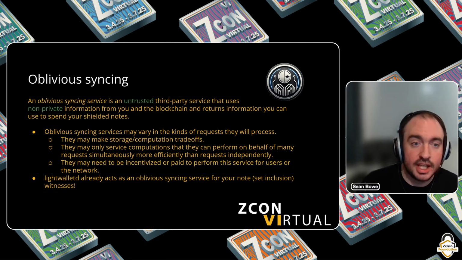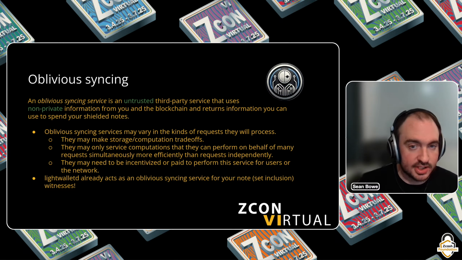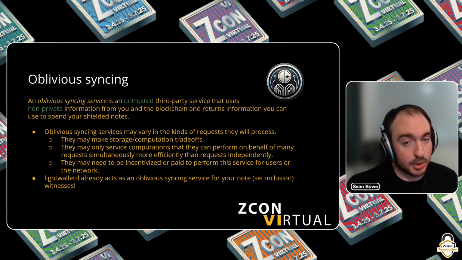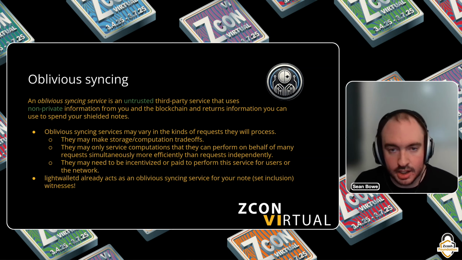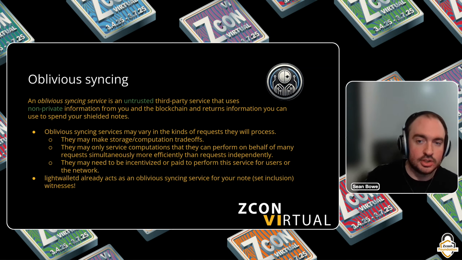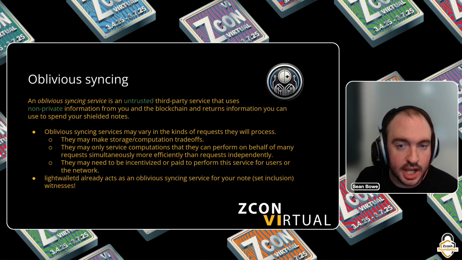So the goal is to give our shielded note witnesses to this service, or to multiple services like this. And these services do the hard work of syncing our notes. In other words, they update our witnesses to account for the new transactions that appear on chain.